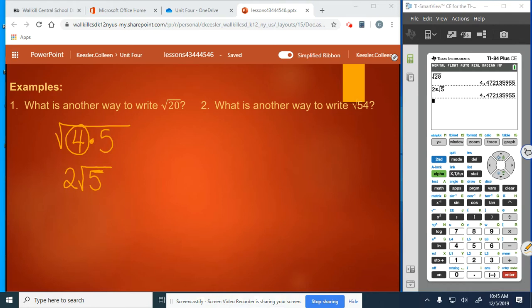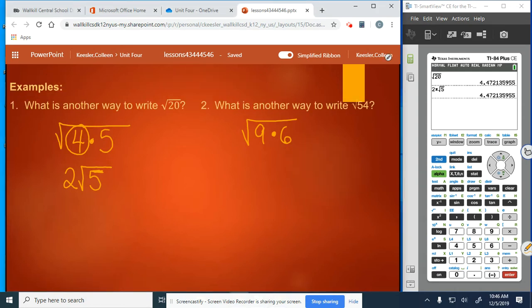Then for number 2, what's another way of writing the square root of 54? Well, 54 has a factor of 9, which is a perfect square, and it's 9 times 6. Then, although 6 is not prime, its only factors are 6 times 1 or 3 times 2, and none of those are perfect square numbers. So we're at as simple as we're going to be able to get with 9.